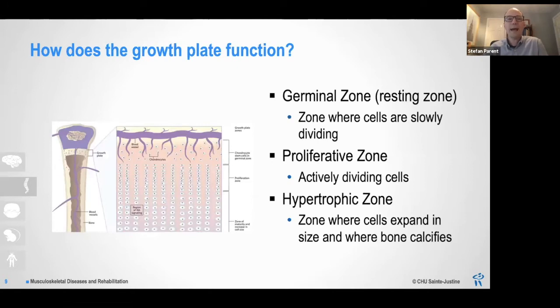And then what happens in the growth plate? Well, there are three well-known zones for bone growth: the germinal zone, the proliferative zone, and the hypertrophic zone. And these are all essential for bone growth.